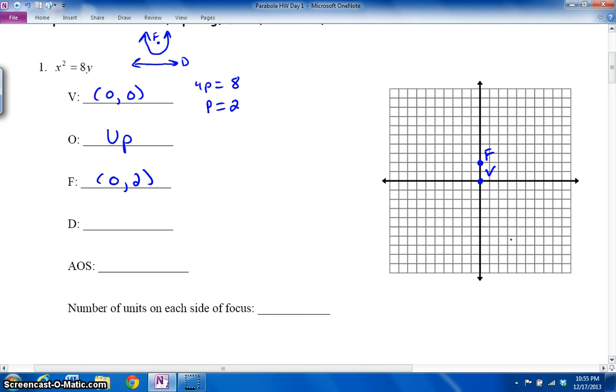Our directrix, we just go 2 units the other direction down, and we can plot or draw our directrix line, which, since it is horizontal, it's going to be y equals a number, in this case -2. Our axis of symmetry, since the directrix is horizontal, will be a vertical line through the vertex and the focus, and it will be on the x value at x equal to 0.